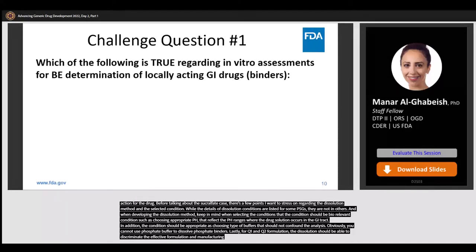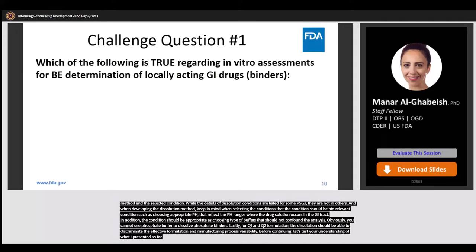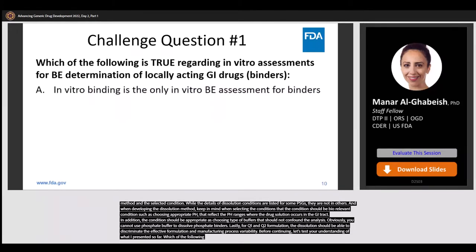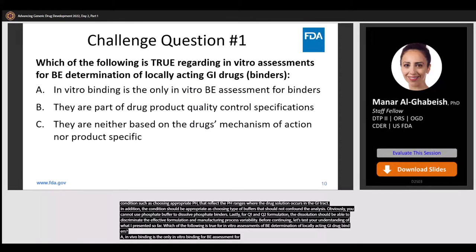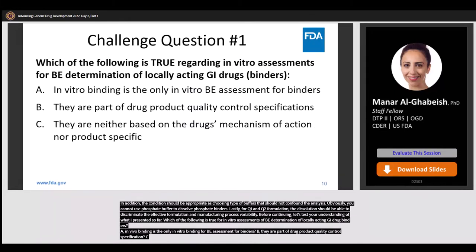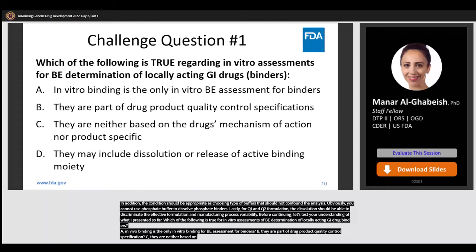Before continuing, let's test your understanding of what I presented so far. Which of the following is true for in vitro assessment for BE determination of locally acting GI drug binders? A. In vitro binding is the only in vitro BE assessment for binders. B. They are part of drug product quality control specification. C. They are neither based on drug's mechanism of action nor product specific. D. They may include the solution or release of active binding moiety.